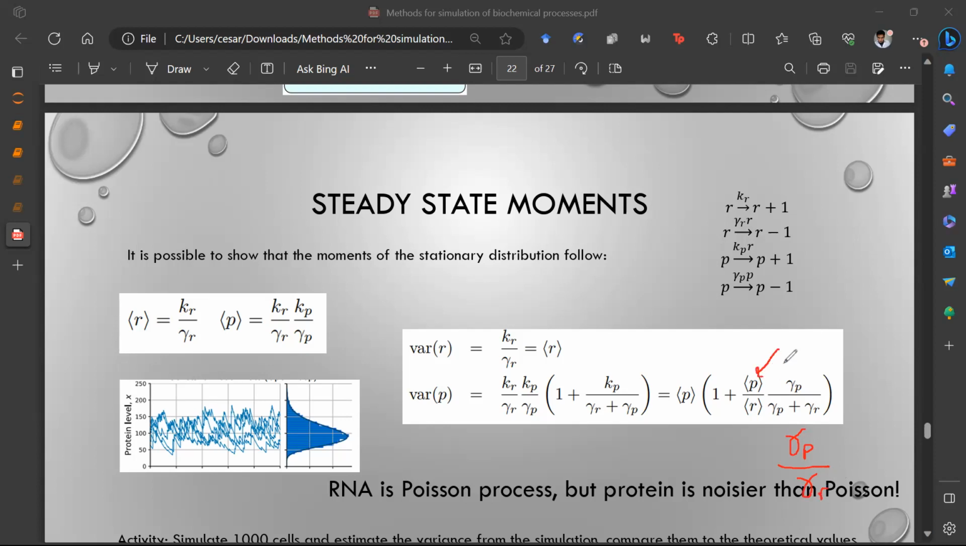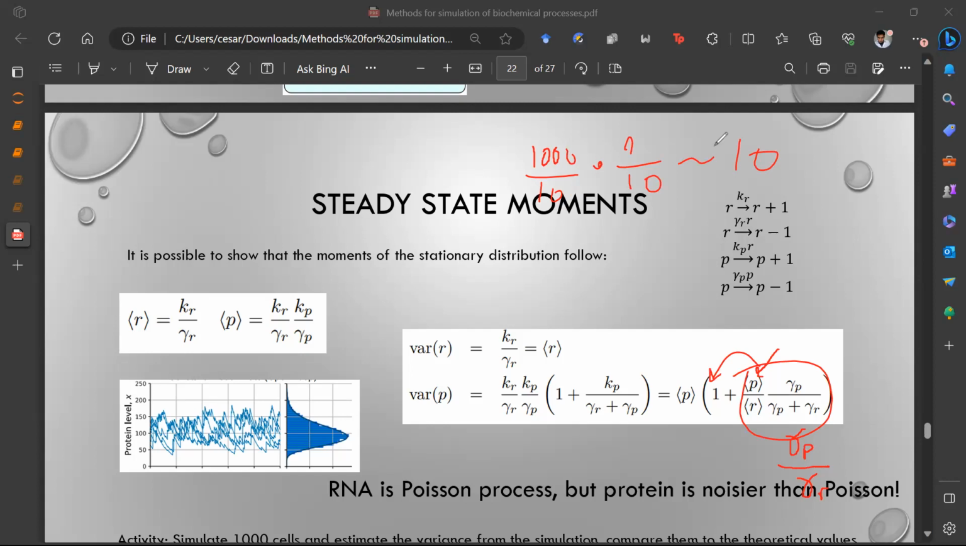Okay, and we know that it's approximately the... P is 1,000 and R is 10. So this term is going to be 1,000 over 10, and let's say gamma P is 1 and gamma R was 10, no? So this gives you, oh no, this is 10. This gives you approximately 10. So this term is 10 times bigger than this.